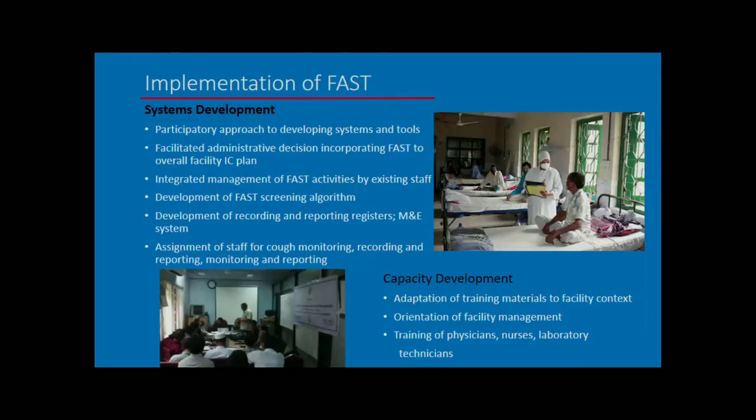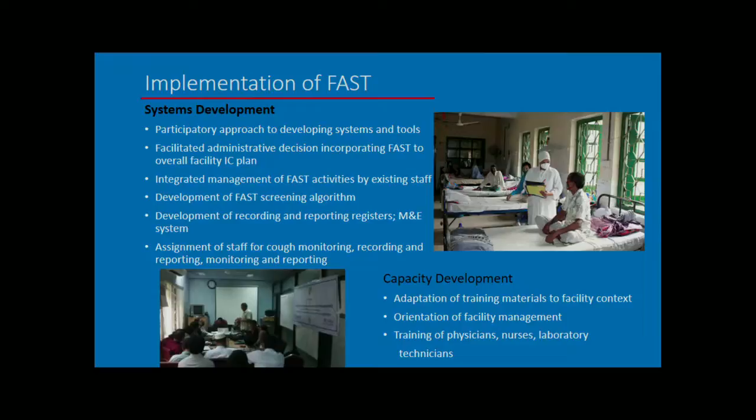How did we implement FAST in institutions? System development first, using a participatory approach to develop the system and tools. A small SOP was developed in a participatory approach, and some tools were developed along with the NTP, WHO, and other stakeholders. We facilitated administrative decisions and incorporated FAST into the overall facility infection control plan. So this was some administrative change we made.